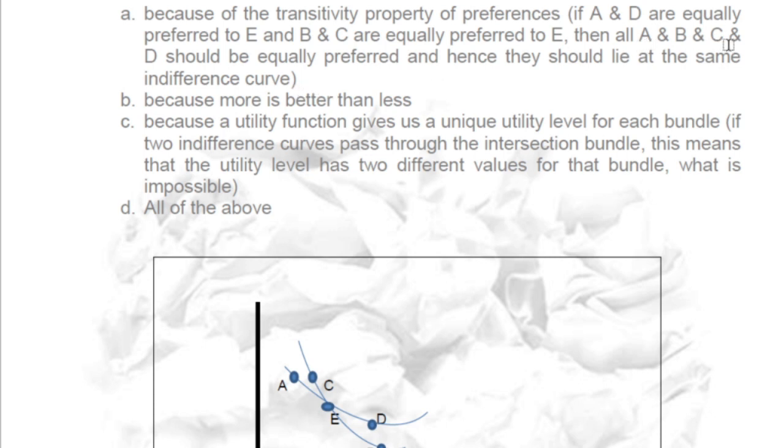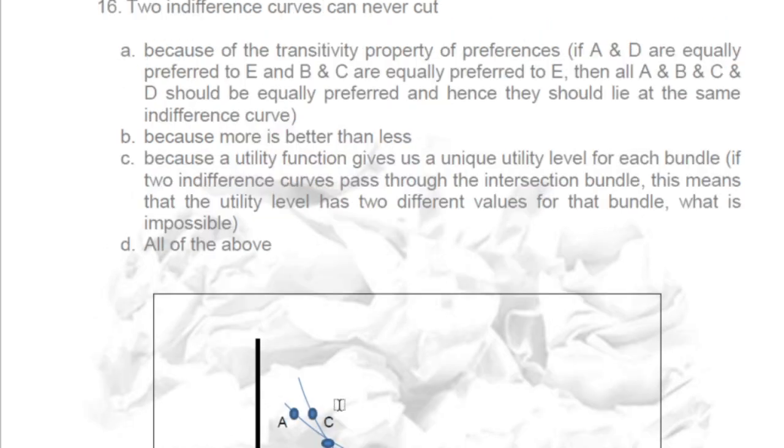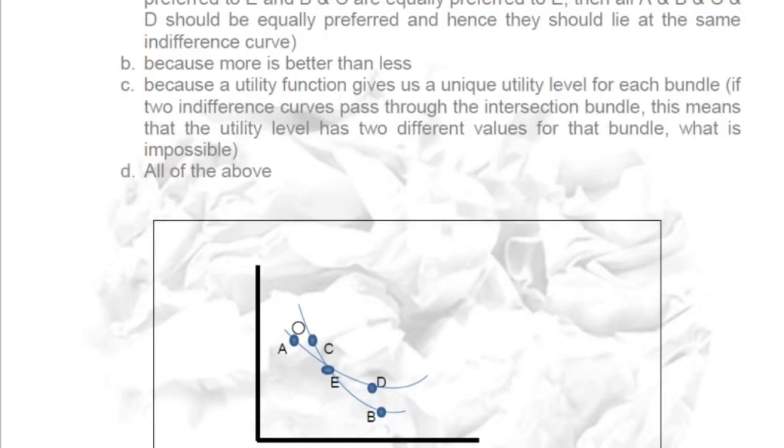then all A, B, C, and D should be equally preferred, and hence they should lie on the same indifference curve. This is true because the transitivity property tells me that if C is preferred to A, it should be on a different curve. So if A and D and E are on the same indifference curve, and C and B and E also, they should all lie on the same indifference curve. So this graph is not possible.